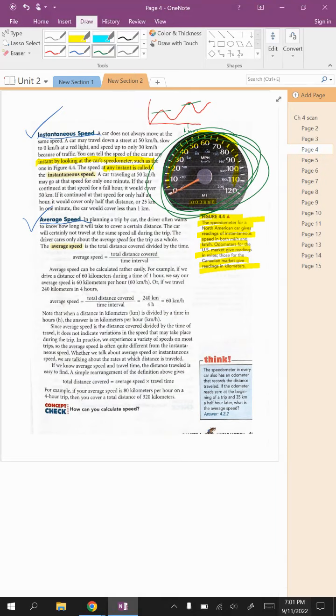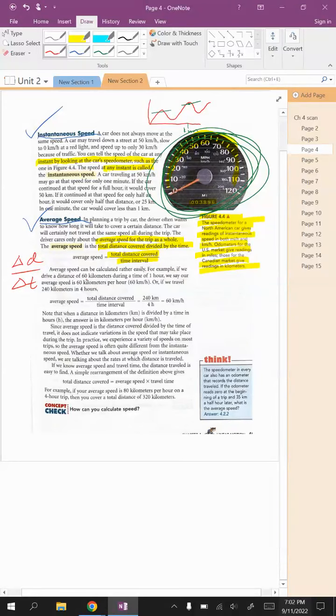Average speed. In planning a trip by car, the driver often wants to know how long it will take to cover a certain distance. So the car will certainly not travel at the same speed the whole trip. The driver cares only about the average speed as a whole, and that is the total distance covered divided by the total time. So we like to use our delta. This is the change in distance over the change in time. So you're basically going to be calculating an average speed easily.